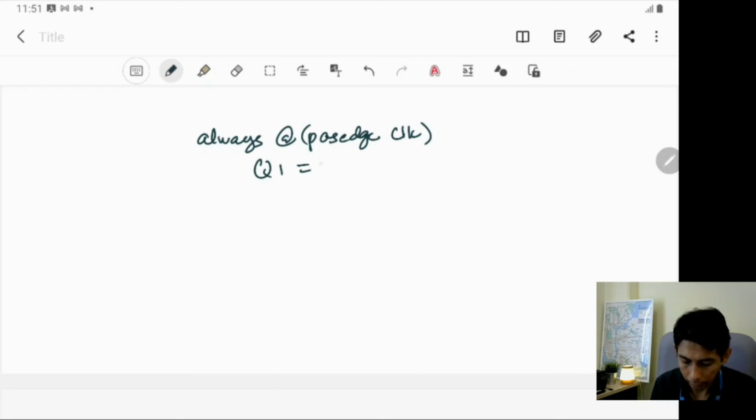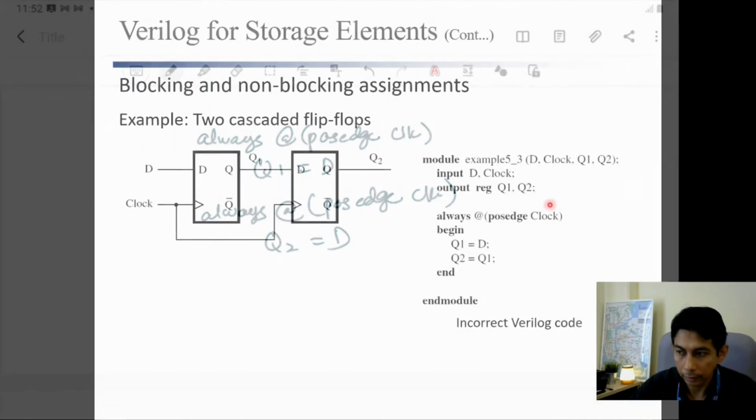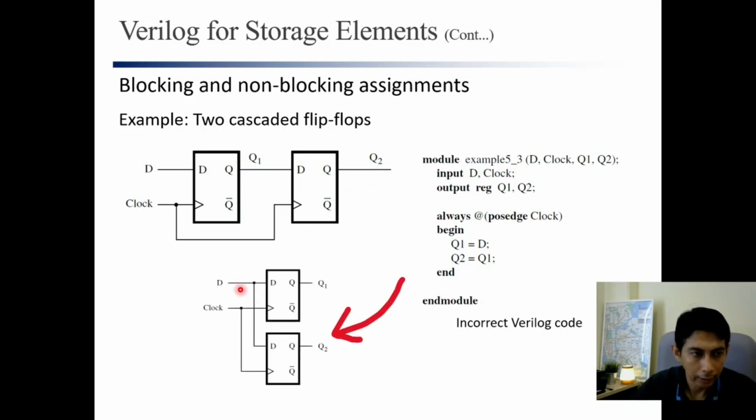Q1 equals D, and you have another always block for Q2, then okay. But if you have them in the same always block like this, what you will get is actually something like this: only one flip-flop where the input is D and the output is Q2.